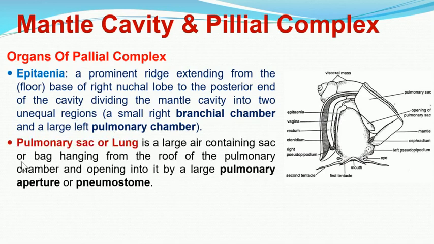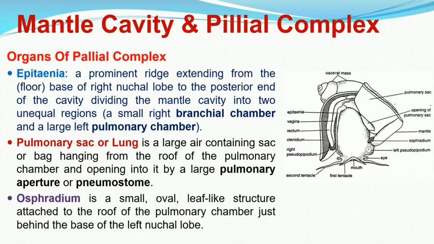Now we move on to the second major organ of this pileal complex, that is known as the pulmonary sac, or simply the lung. Here you can see this pulmonary sac is a large air-containing sac or bag-like structure, and it is hanging from the roof of the pulmonary chamber, and it opens to the outside by an opening. That opening is called the pulmonary aperture or pneumostome. So this pulmonary sac is an air-containing sac, and it functions like the lung of the animal.